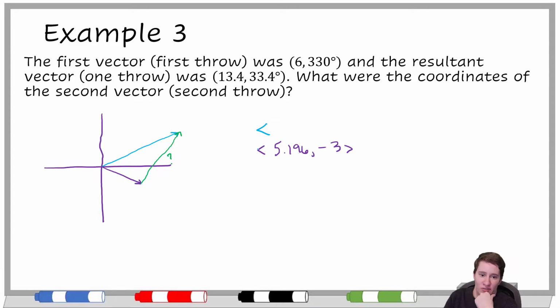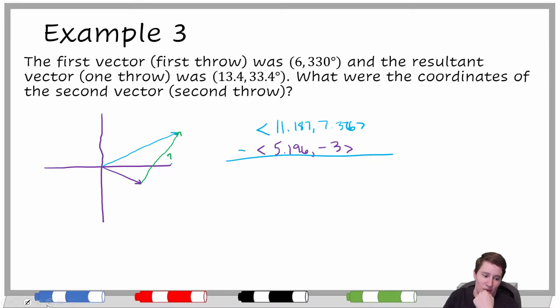So our resultant vector, 13.4 cosine 33.4, that's 11.187, and the y value is 7.376. That was good. Okay, so we want to subtract these.